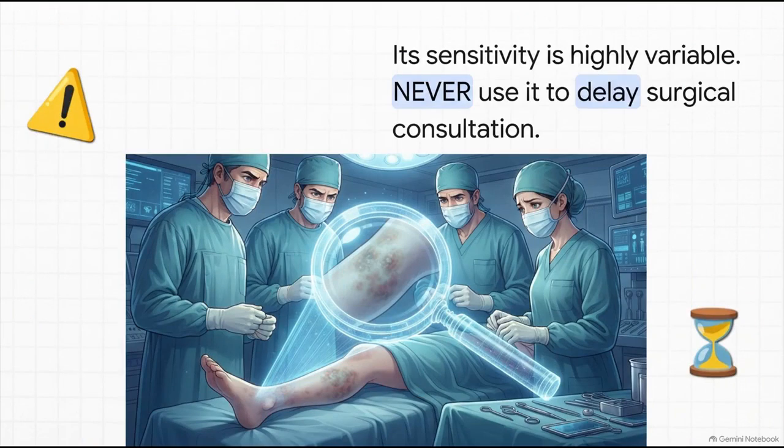The exact same caution applies to the LRINEC score. Sure, using labs like CRP, white count, and sodium to assess risk can be a helpful data point in your initial workup. But in clinical practice, its sensitivity is highly variable. So the standard is absolute here. Never use a low LRINEC score to rule out an NSTI or to justify delaying a surgical consult. If your clinical gestalt is screaming that something is wrong, trust your gut. Sepsis and NSTIs are clinical diagnoses first and foremost.